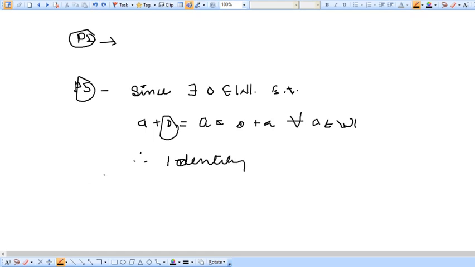Now property number 4, existence of inverse. Roughly, you can write: we know 2 is a whole number, right? Can you tell me another number which, when added to this 2, we get 0? This number is minus 2, but minus 2 does not belong to whole numbers. So therefore we can say the inverse of 2 does not exist in whole numbers. Thus property number 4 is violated, and this set is not a group.